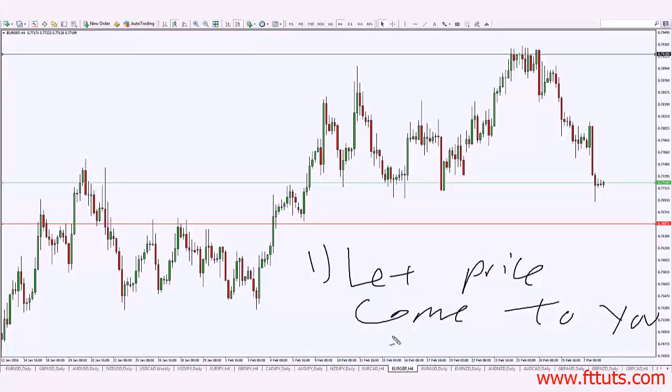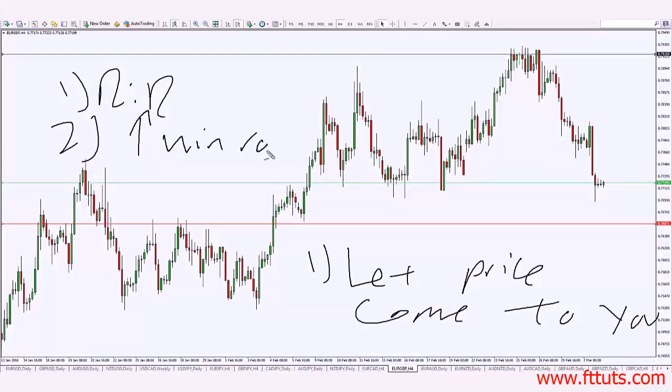So the key message is, let price come to you so you can trade from a favorable location, which in turn, number one, gives you a favorable risk to reward, and number two, improves your winning rate, because you are no longer putting your stop loss at those obvious levels.